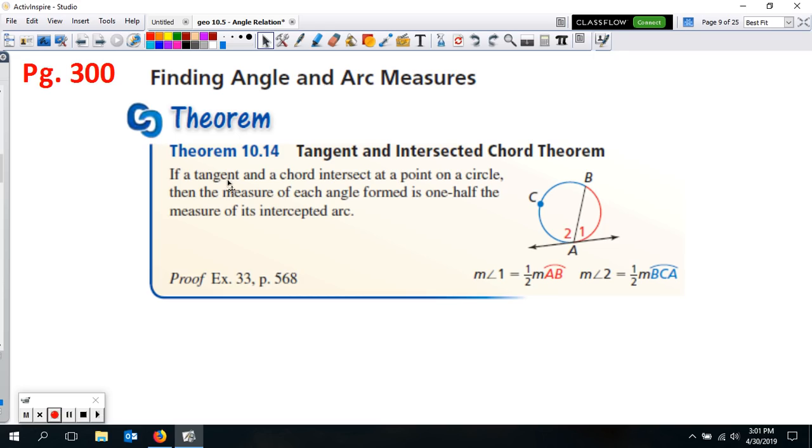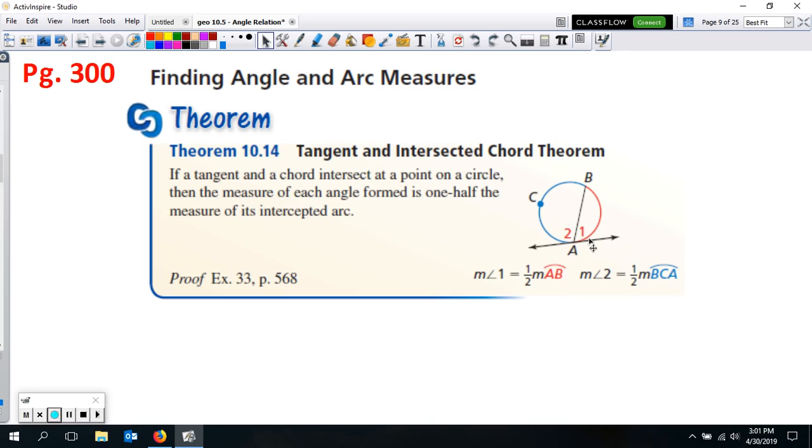So it's as if a tangent and a chord intersect. You have this chord and the tangent, and the point of tangency is right there where the chord is touching the circle. So the measure of each angle formed is 1/2 the measure of its intercepted arc. On the red one here, the measure of 1 is going to be half of what arc AB is. And the measure of 2 is going to be half of this blue arc, arc ACB. So you just need to know that it's going to be half.